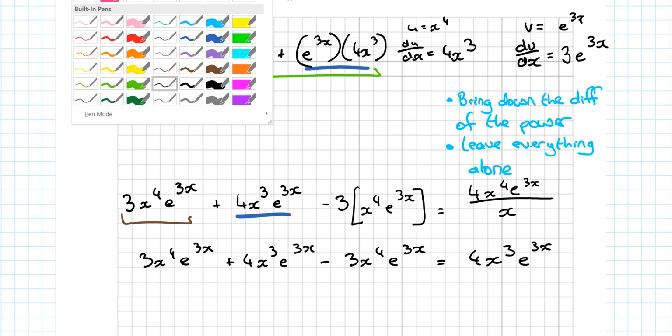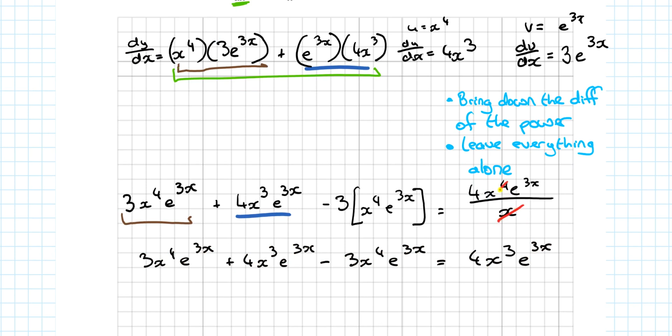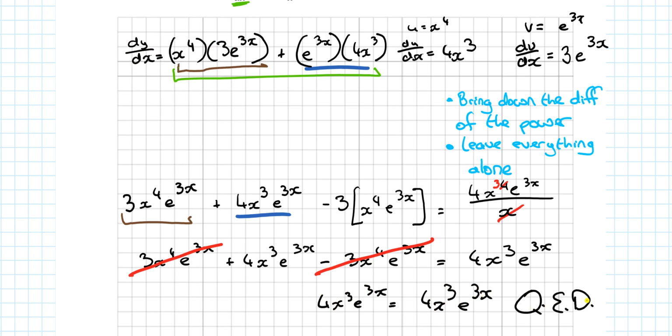And what simplification has happened? This is cancelled there to leave us a 3. And I've just multiplied this in here. You might notice now that this cancels with this. 4x to the 3 e to the 3x is equal to 4x to the 3 e to the 3x, and that is the question done. QED, done. Let's look at the marking scheme.